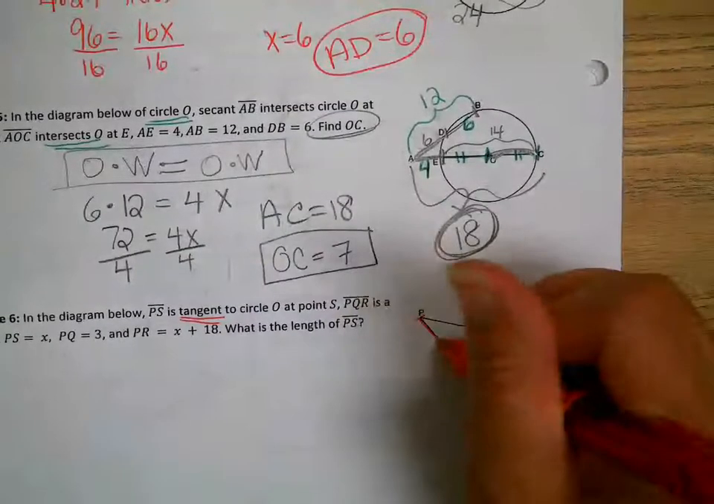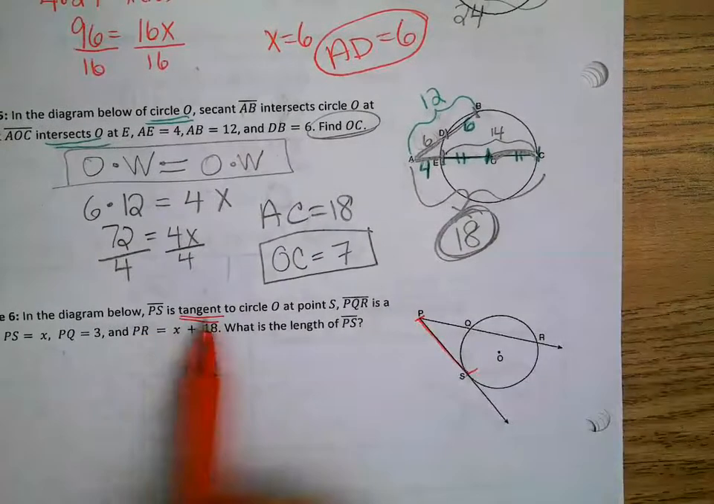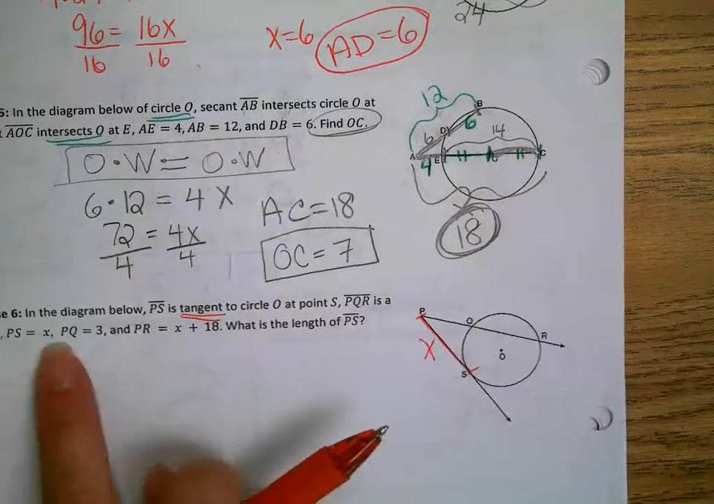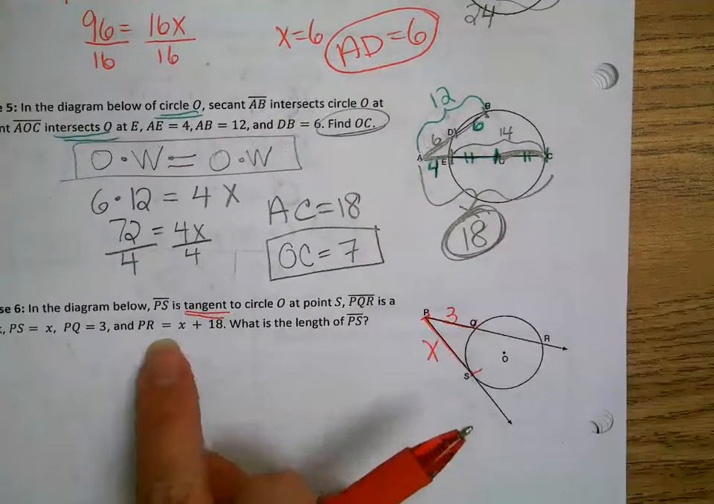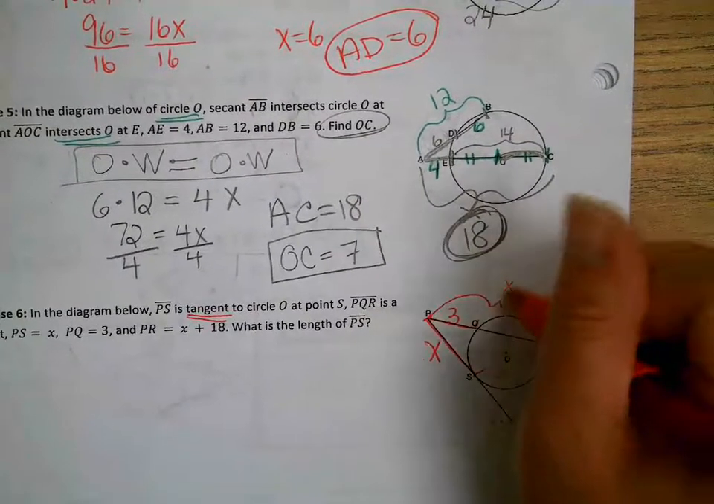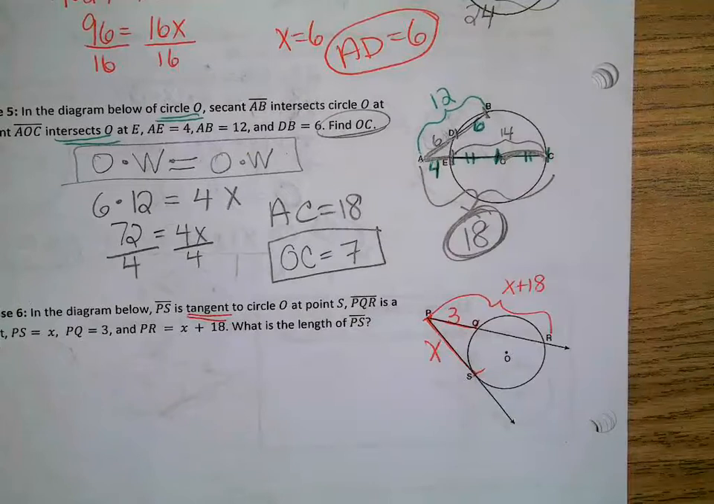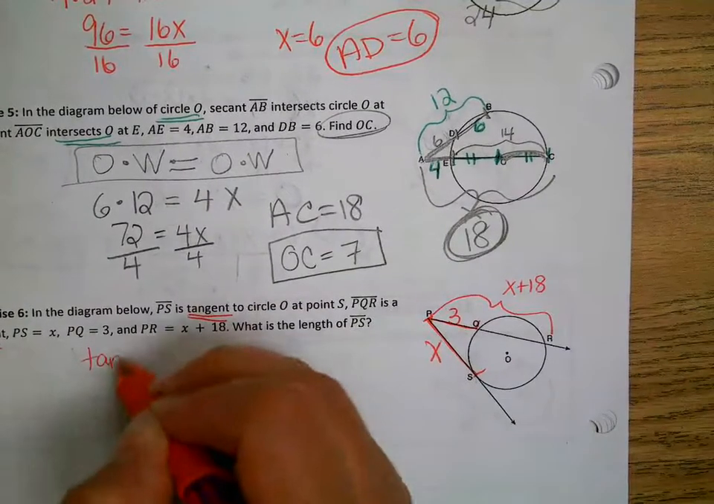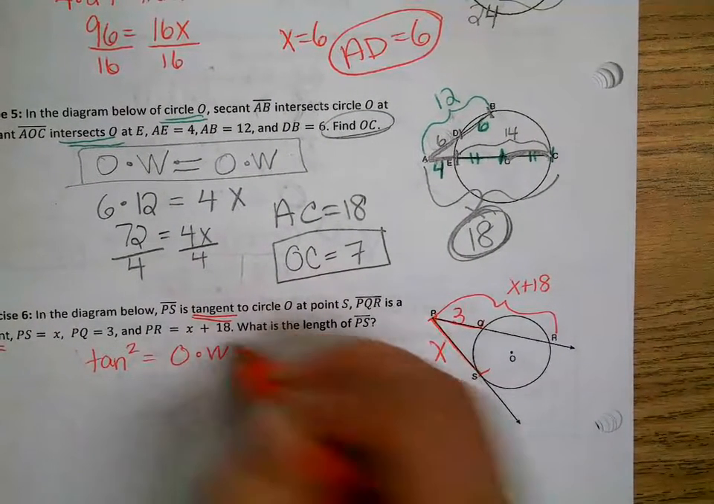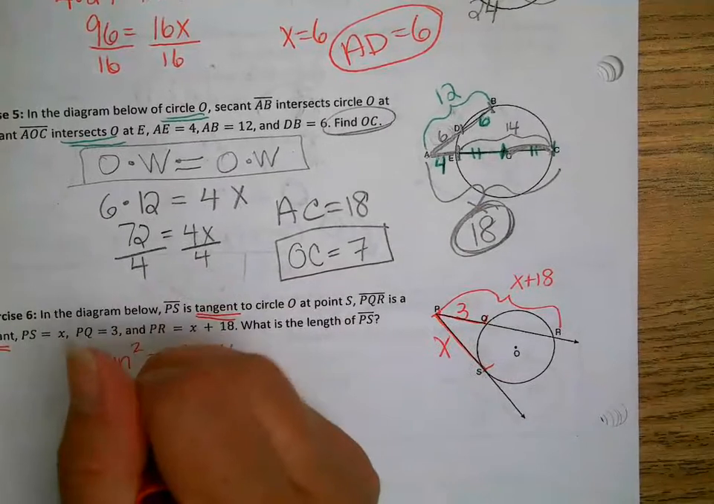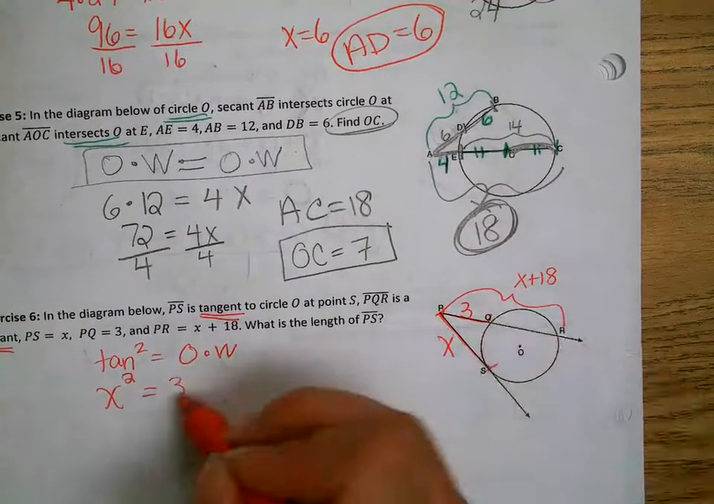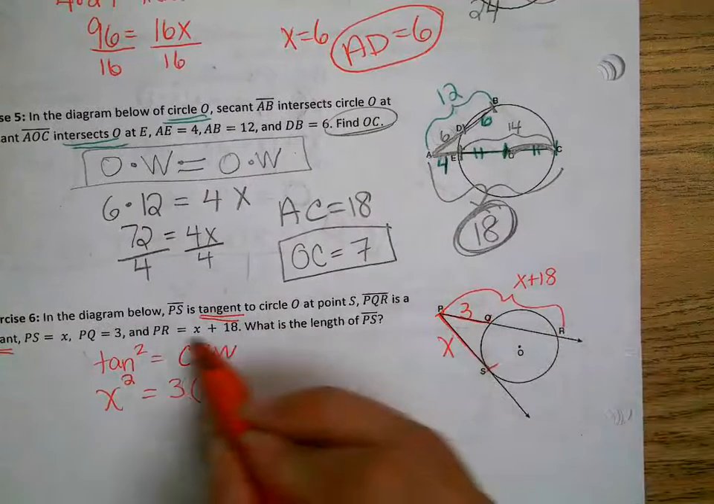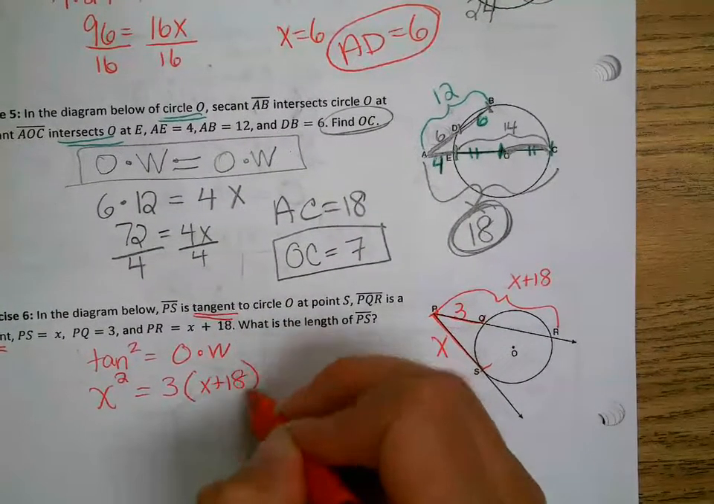So looking forward to exercise 6, PS is my tangent, that's X. PQ is the outside part there, is 3. And PR, the whole thing, is X plus 18. Our rule says that the tangent squared equals the outside times the whole. So the tangent measure was represented by X. So we take X squared equals the outside part, 3, times the whole thing we represented by X plus 18.